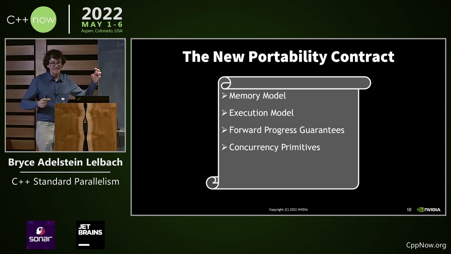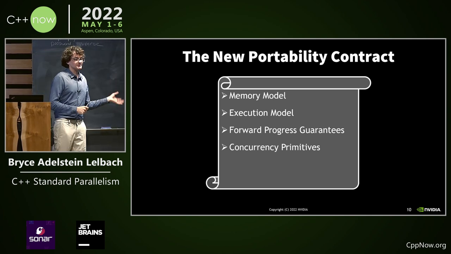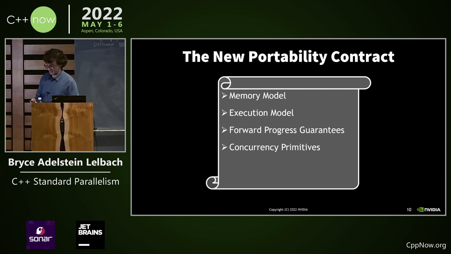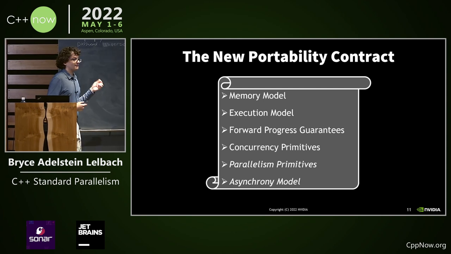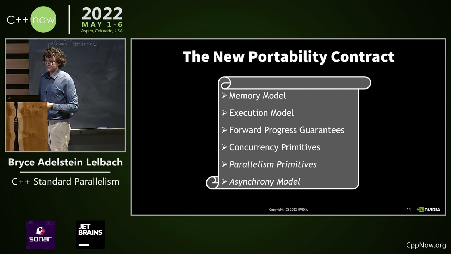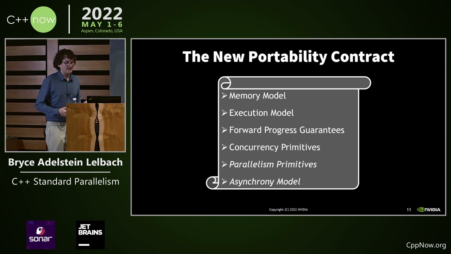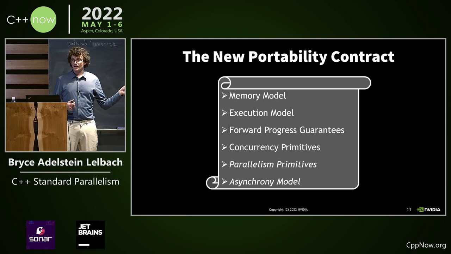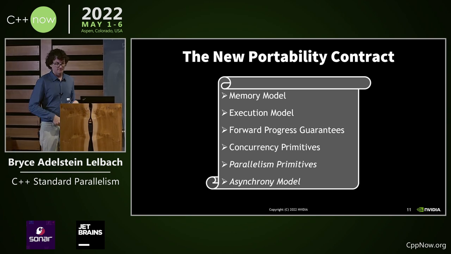the C++ abstract machine can really execute on any platform, from tiny microcontrollers to server CPUs to even now GPUs and other types of accelerators. Now there's two pieces of this contract that are missing, and that is parallelism primitives and an asynchrony model. And that is what we are focusing on right now in our parallelism efforts on the C++ committee. And that's what I'm going to talk to you about today.